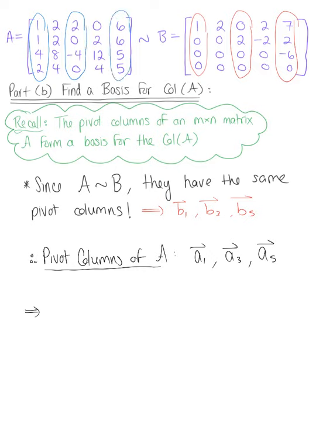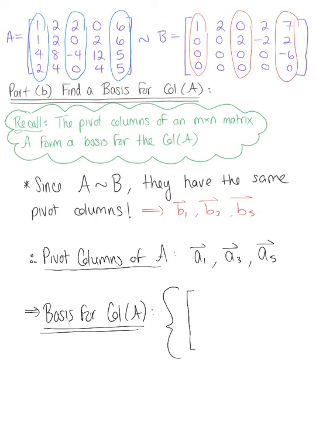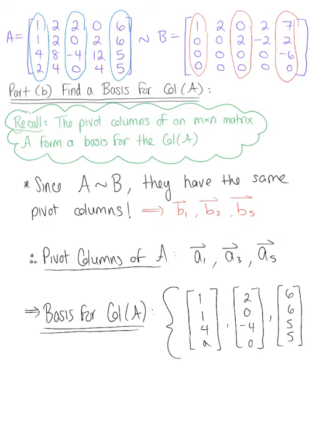So we can write our final answer, a basis for the column space of matrix A is defined by the set of vectors 1, 1, 4, 2, 2, 0, -4, 0, and last but not least, 6, 6, 5, 5. And so this is our final answer to part B.